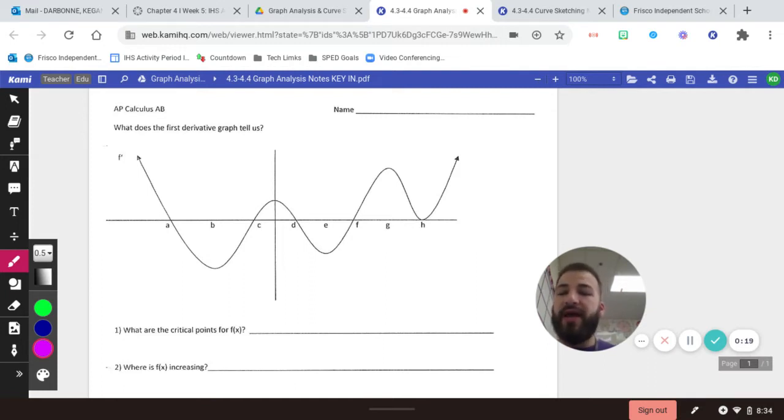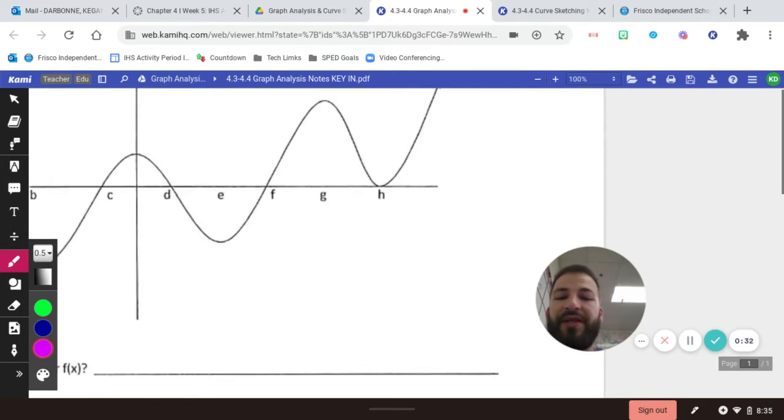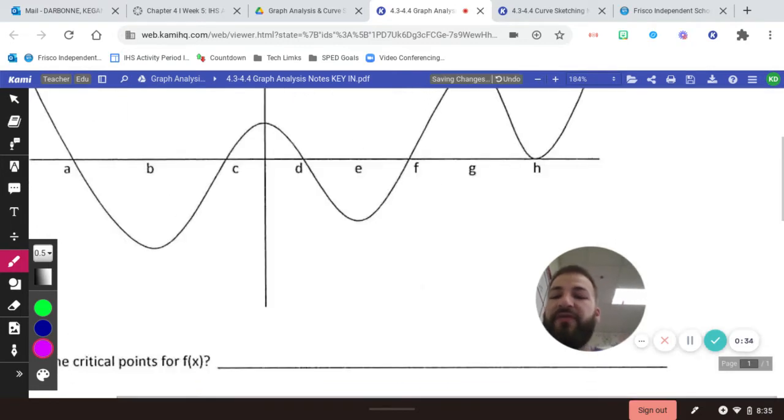So here we have a graph of f prime, and we want to know, what does the first derivative graph tell us about our original function f, maybe our second derivative, basically what's all the information we can gather. And hopefully you remember to do the calculus house from the second derivative notes.